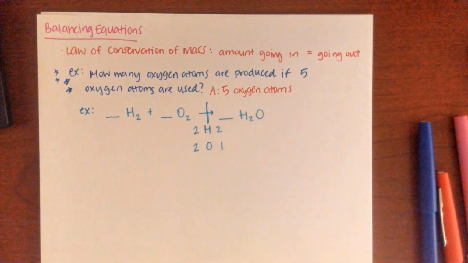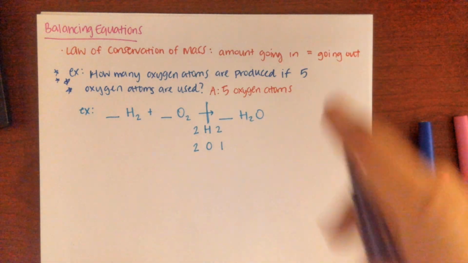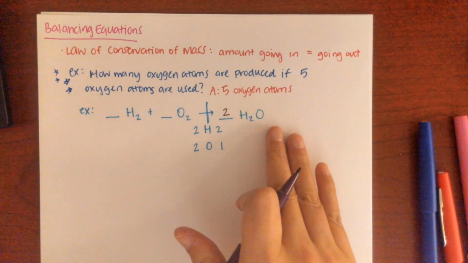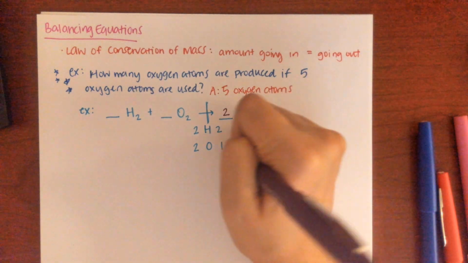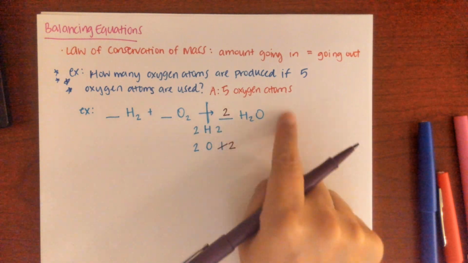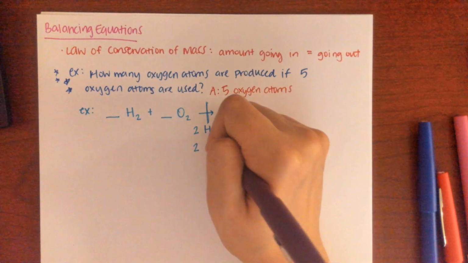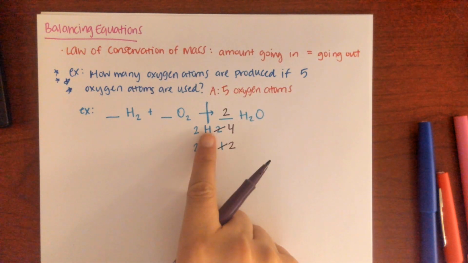Again, it has to do with multiplication. What times 1 equals 2? I'm going to put a 2 here, so basically I'm going to have 2 waters to try to balance out that oxygen. Now I have 2 oxygens. But as you can see here, that coefficient applies to the entire compound. So 2 times 2, I have 4 hydrogens now. So now I have to go back and fix that hydrogen.